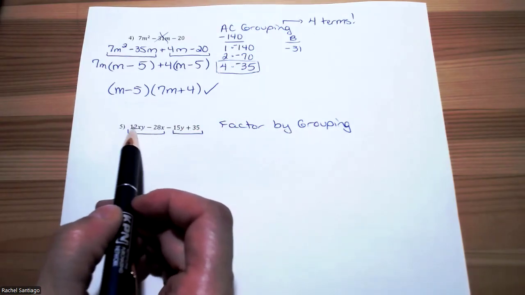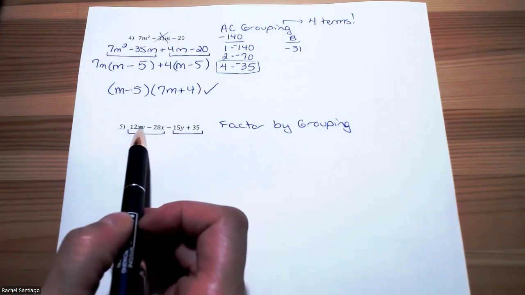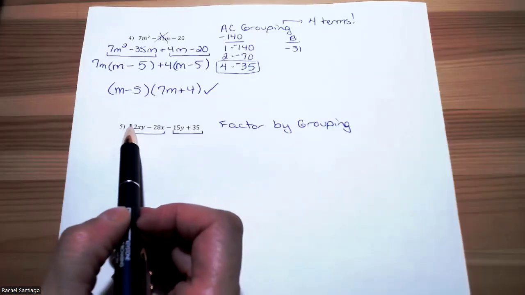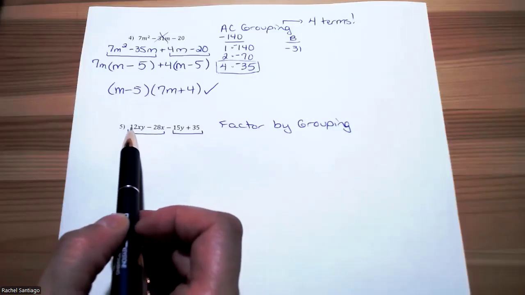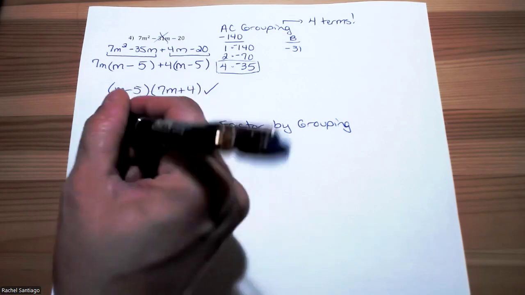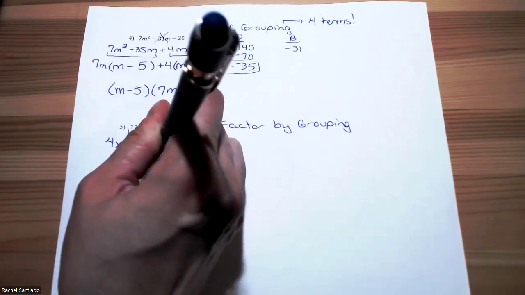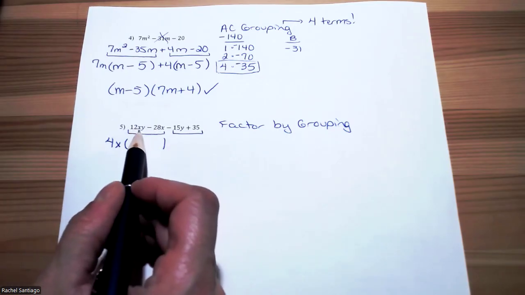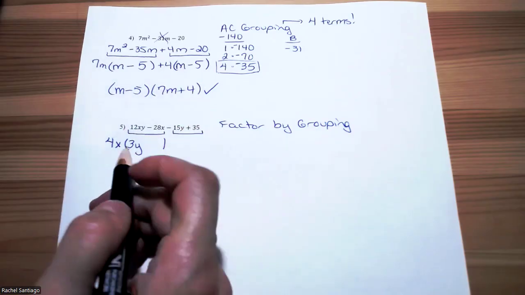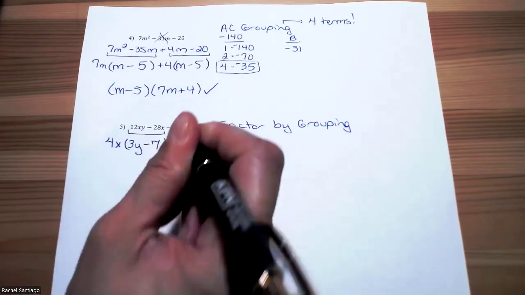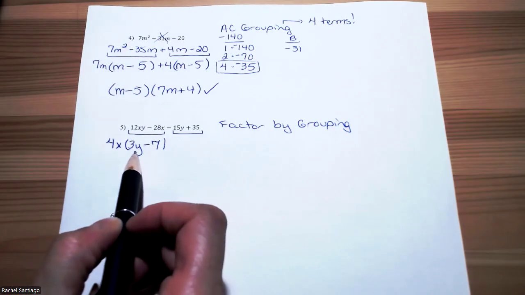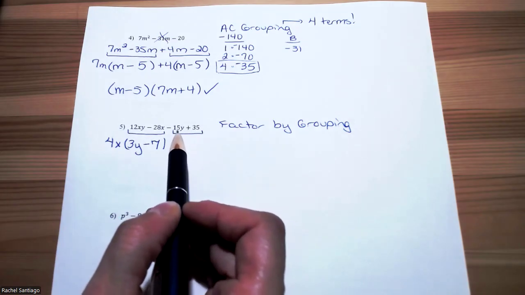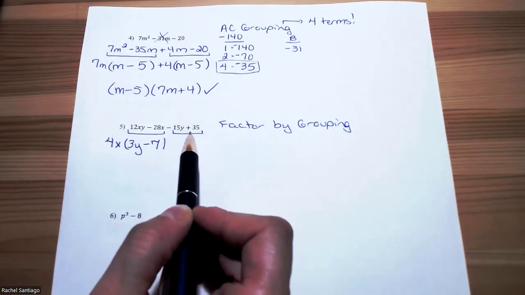For my first set of terms here, right off the bat, the x's are jumping out at me. But then I'm going to notice, I can actually factor out a 4 from both of these. So my GCF is 4x. If I divide a 4x out of each of these terms, that's going to leave me with 3y minus 7. Double check. 12xy, negative 28x.